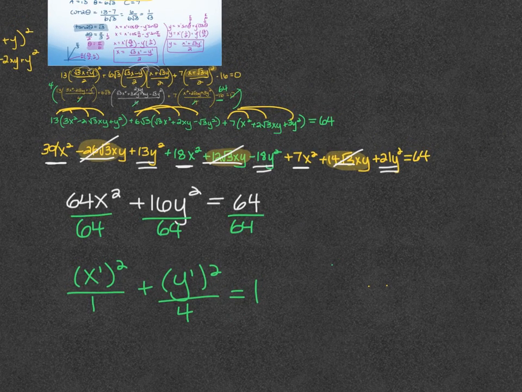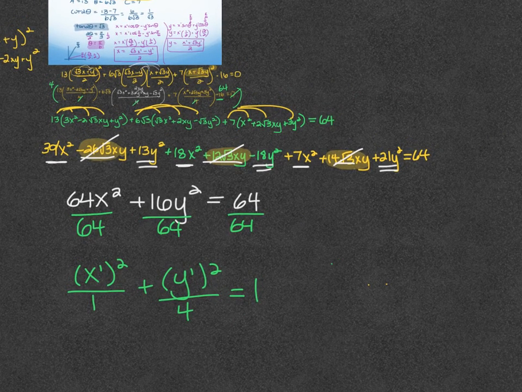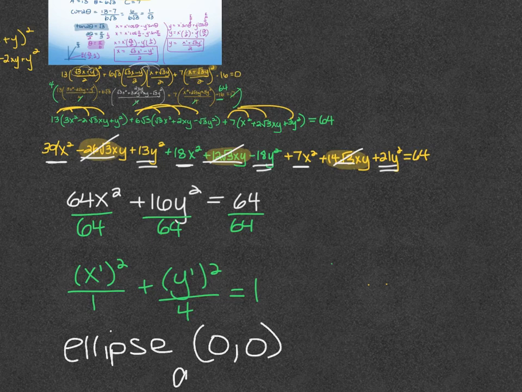What kind of conic is this? It's a plus, but they're different, right? Which means an ellipse. Center is 0, 0. A is 1. No, A is 4. Sorry, it's the bigger one. A squared is 4, so A is 2. And B is 1.